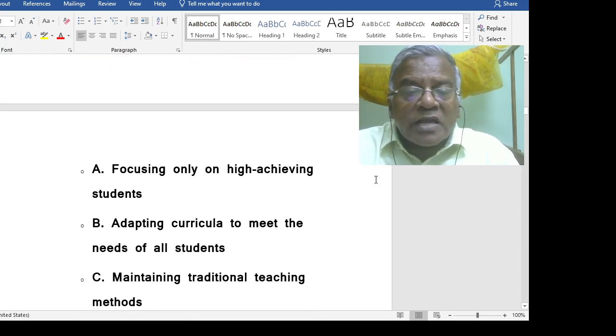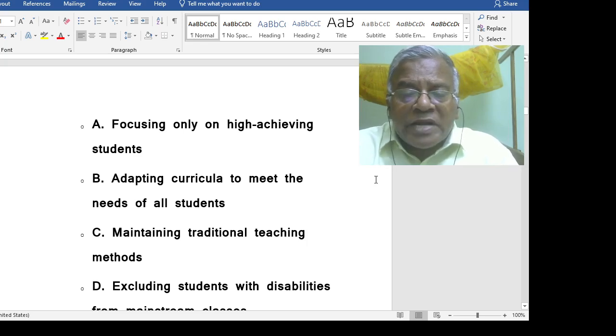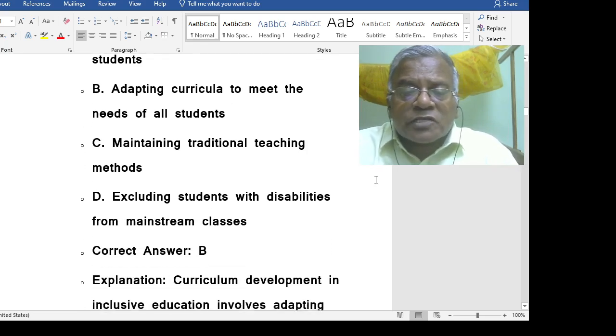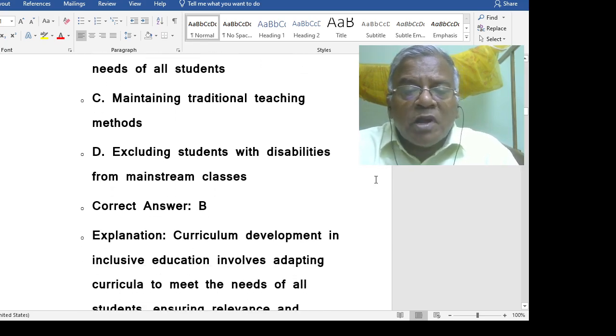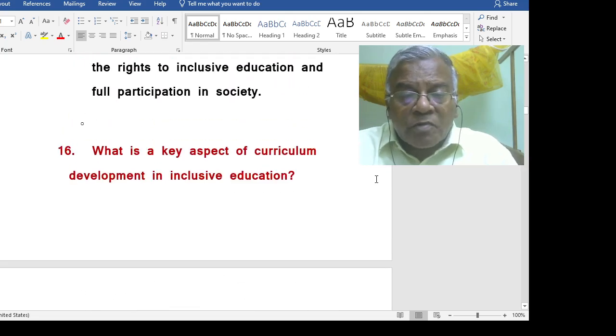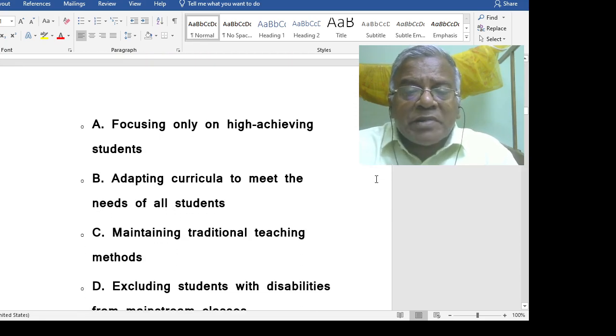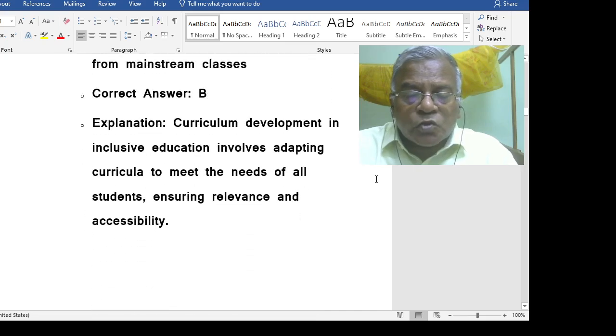What is the key aspect of curriculum development in inclusive education? Focusing only on high achieving students, adapting curriculum to meet the needs of all students, maintaining traditional teaching methods, or excluding students with disabilities from mainstream classes? What is the question? What is the key aspect of curriculum development in inclusive education? That is, adapting curriculum to meet the needs of all students.